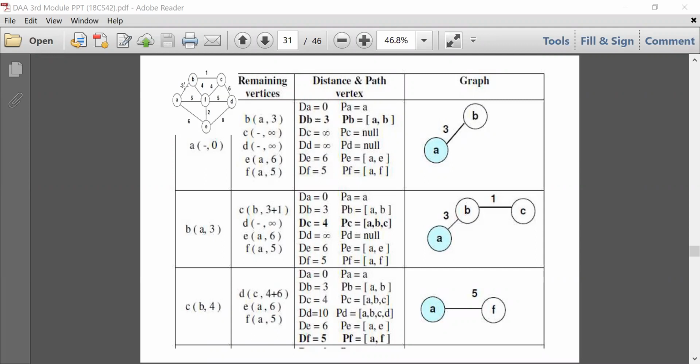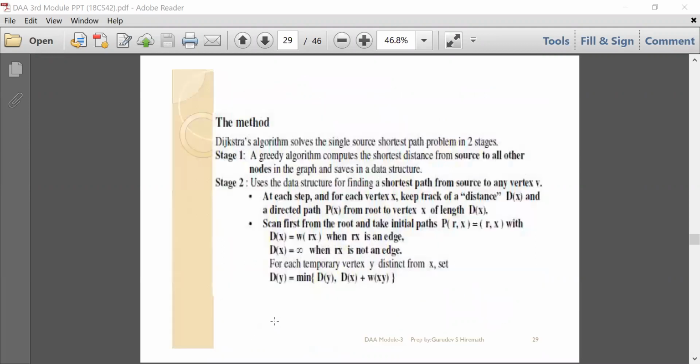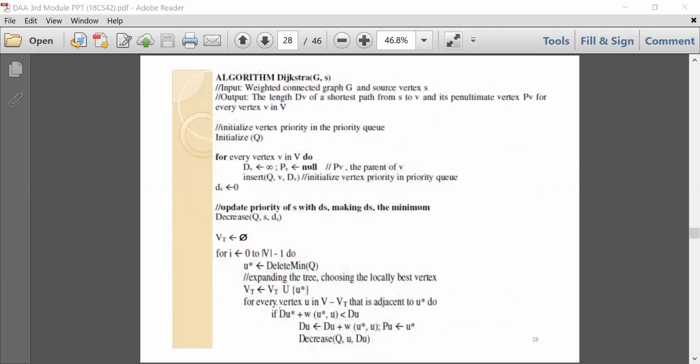Is 8 the minimum or is 5 the minimum? I have to compare these two. To compare them, I am going to do this. For every vertex in V minus VT that is adjacent to U star, I need to do this only for adjacent ones. If du star, that is the new distance, the new weight, is less than the old distance, only then I add both and put it as the new distance. Then I update the new path.